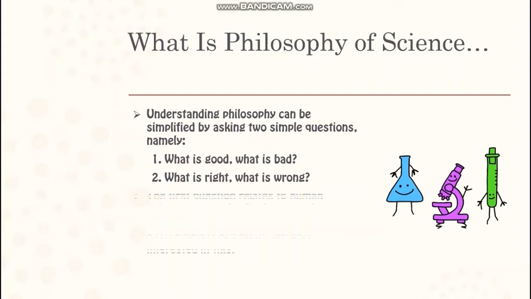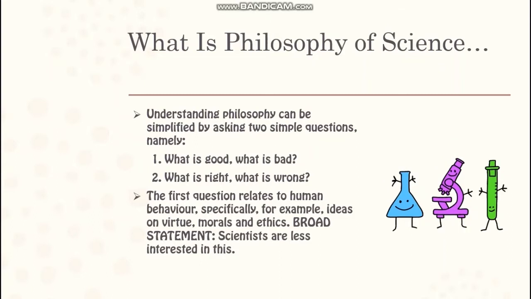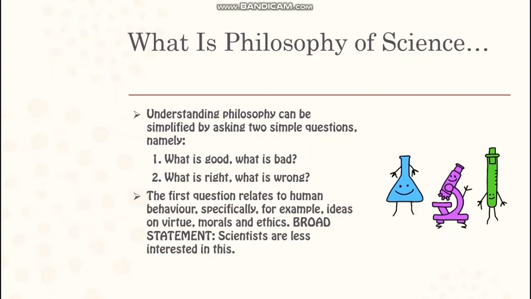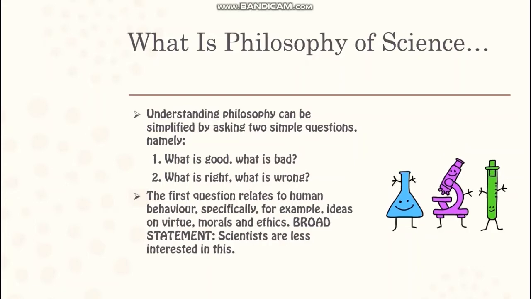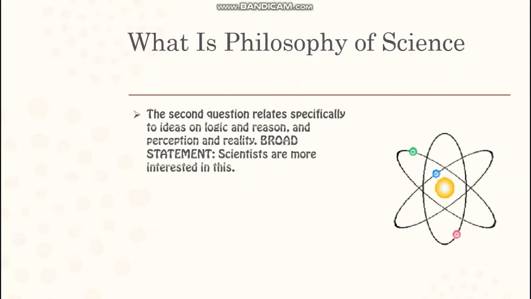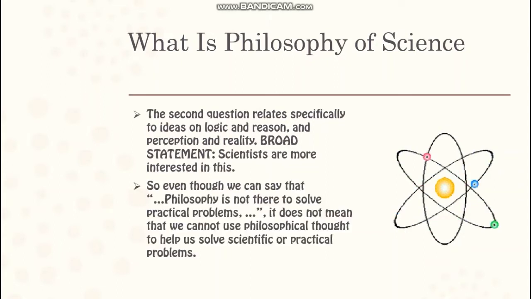What is philosophy of science? Understanding philosophy can be simplified by asking two simple questions, namely, first, what is good, what is bad? Second, what is right, what is wrong? The first question relates to human behavior, specifically for example, ideas on virtue, morals, and ethics. Broad statement, scientists are less interested in these. The second question relates specifically to ideas on logic and reason, and perception and reality. Broad statement, scientists are more interested in these.